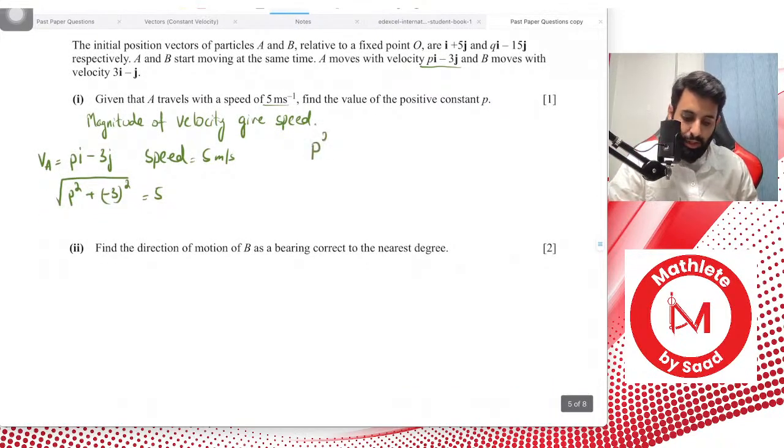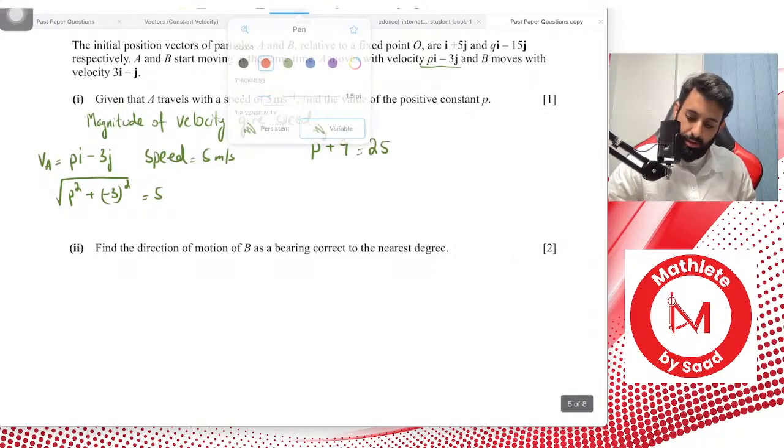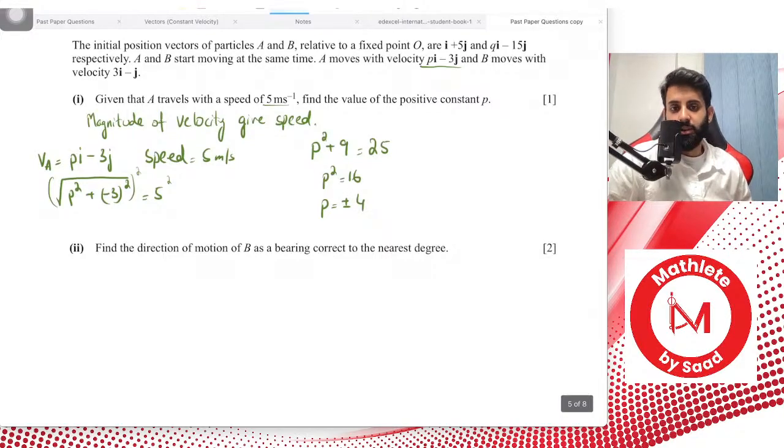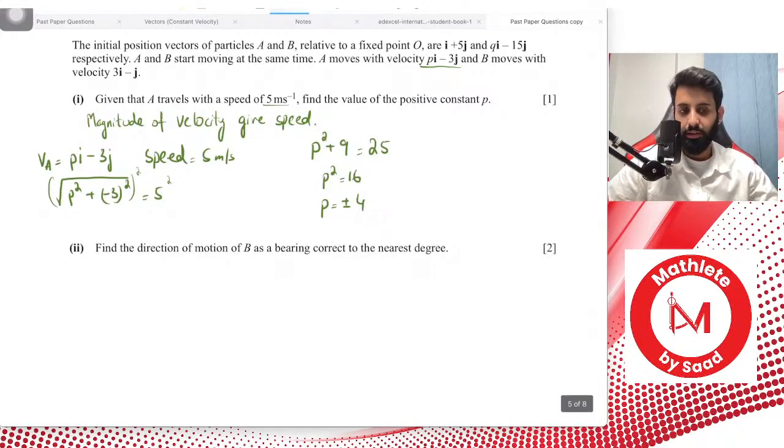So we have p squared plus 9. We square both sides, so we get p squared plus 9 equals 25, which means p squared is equal to 16, which means p is equal to plus or minus 4. Now, since the question is asking you to write down the positive value of constant p, that means p is equal to 4.